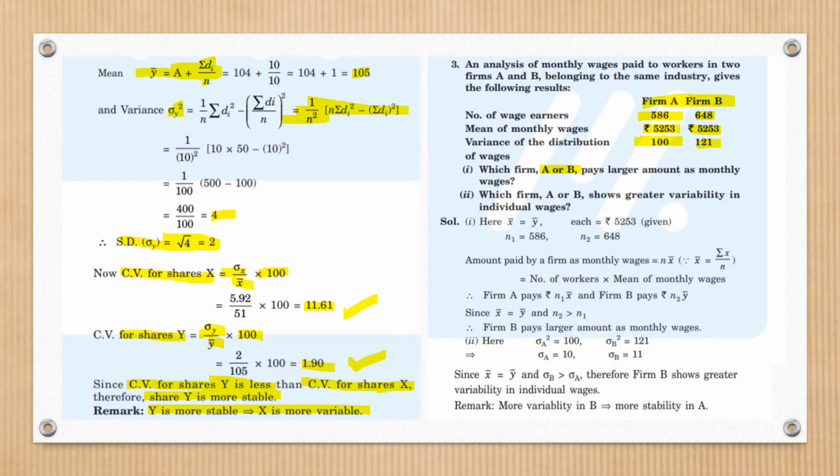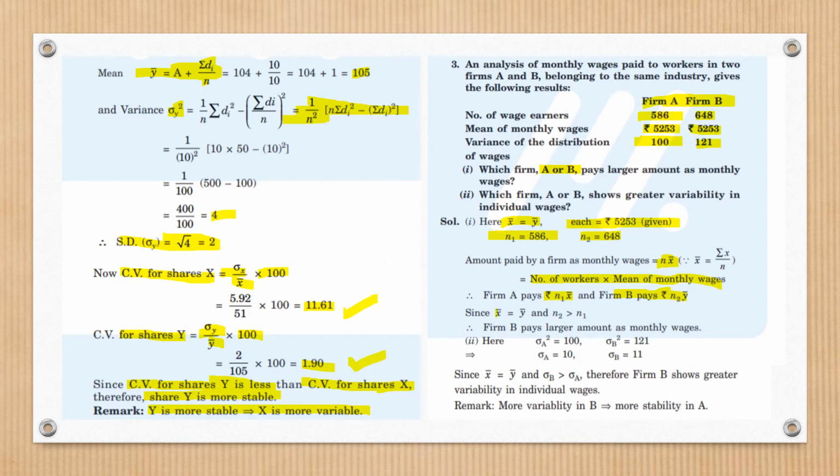So see here x bar is equal to y bar, and each of them is given as 5253, and the number of terms for the first is 586 and for the second it is 648. The amount paid by firm A as monthly wages is n x bar, the number of wage earners into the average. So number of workers into mean of monthly wages will give you the amount paid. So firm A pays n1 into x bar and firm B will pay n2 into y bar. You can calculate it by multiplying also.